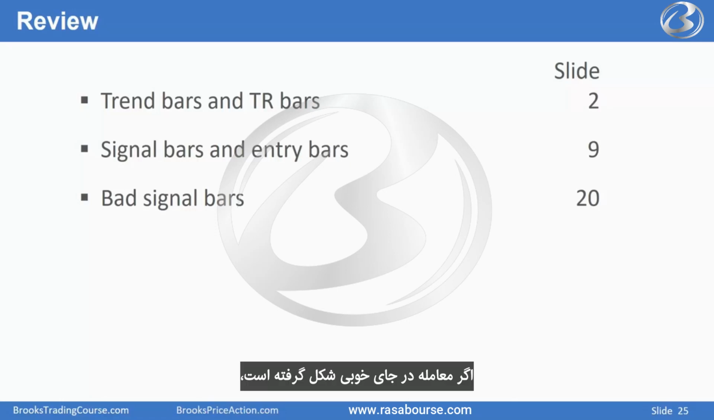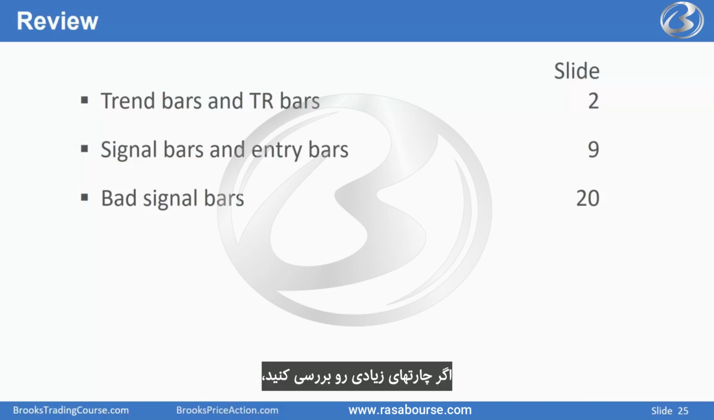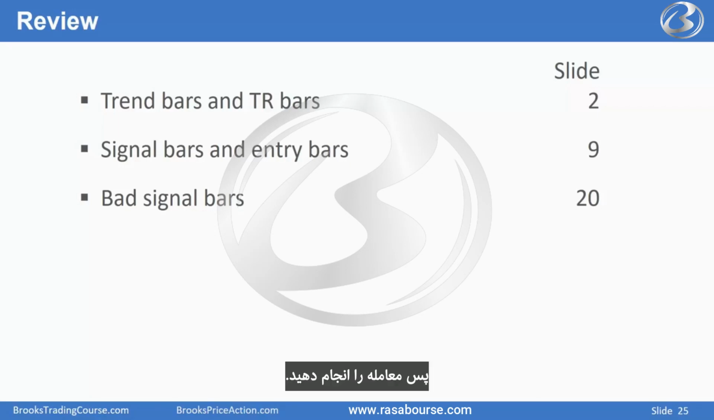If the context is good for a trade, take the trade. Don't worry about the signal bar. Also, it's a waste of time to look at a whole bunch of charts trying to find one with a perfect signal bar. If you look at enough charts, you're always going to find a good buy signal bar. So if you're looking to buy, don't waste your time looking for that chart. You know it's there. Just take the trade.